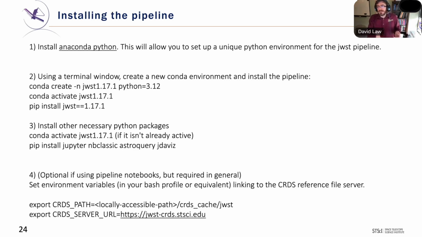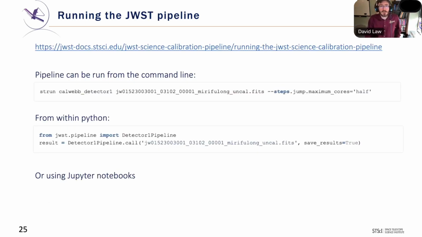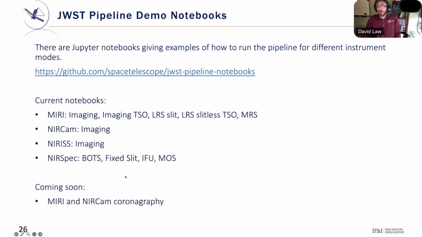So if you want to do things outside of the notebooks, you need to do some configuration to tell it where to find the reference files. Notebooks take care of that for you, though, which is why they're one great place to start with working with the pipeline. In terms of running the pipeline, you can either run it from the command line, again, if you've set things up to find reference files, or you can run it from within Python itself as functions. But again, the version we recommend is using Jupyter Notebooks, which is what we'll be moving on to in a moment.